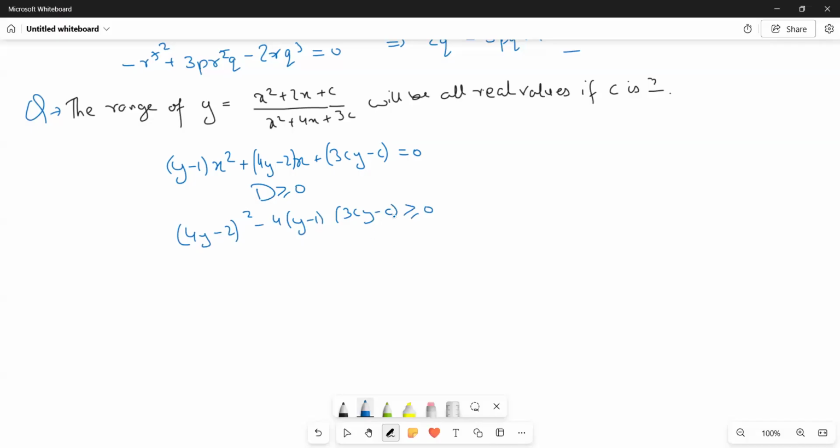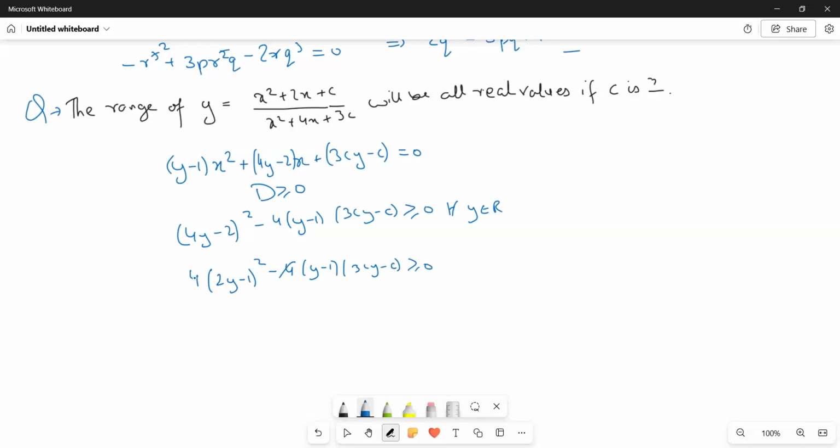Now we want this quadratic to stay positive for all values of y, so that y can be all real numbers. But what is the condition for a quadratic to be positive for all real numbers? The d of this quadratic has to be less than 0. जैसे इसको लिख दिया y, we can take 2 common, तो 4 बाहर आ जाएगा. So 2y minus 1 whole square minus 4 times y minus 1 into 3cy minus c is greater than equal to 0.